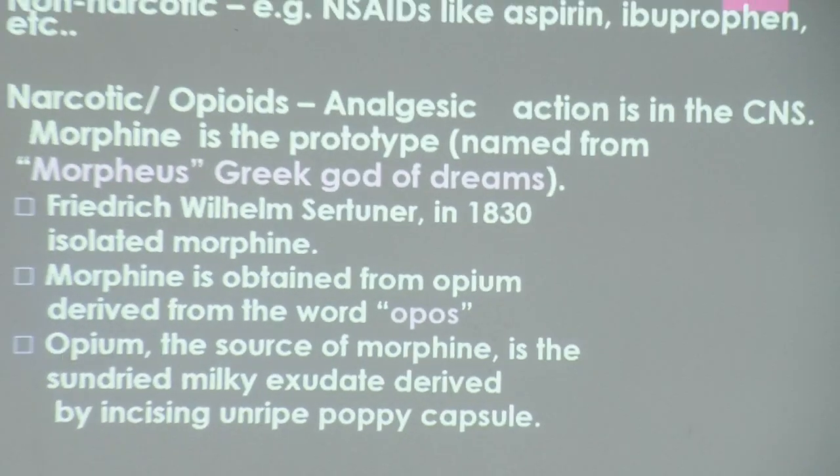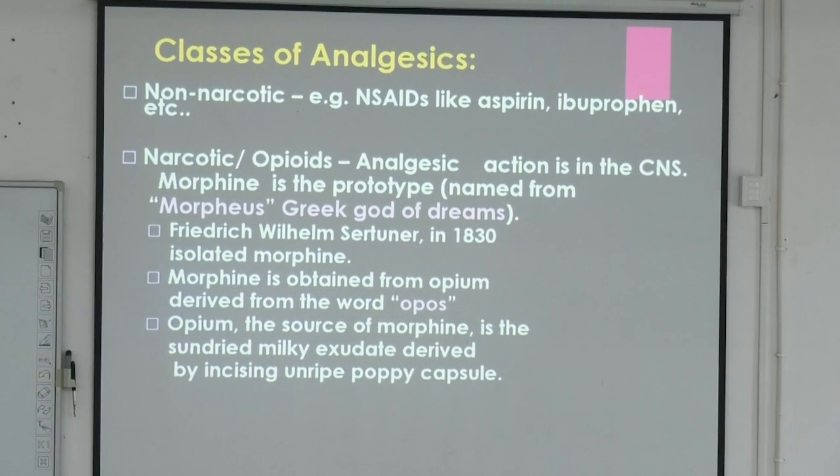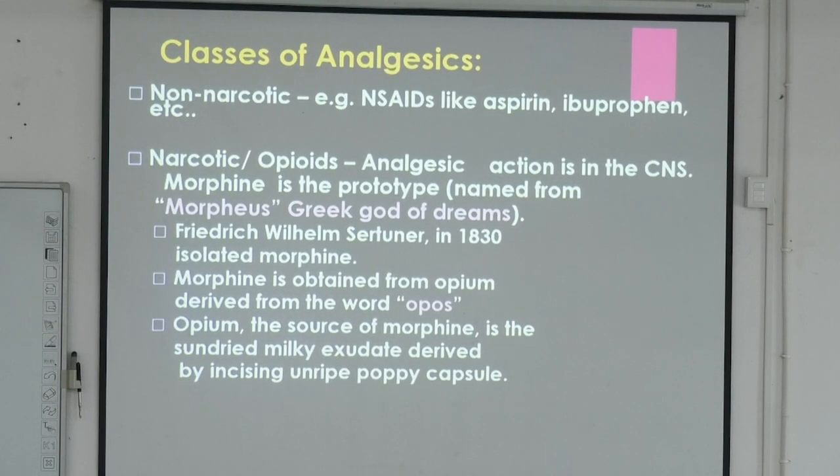Next are the narcotic analgesics, of which morphine is the prototype. Why this term? Morphine is derived from Morpheus. Who is Morpheus? He is the god of dream. Morphine can cause euphoria and so many behavioral changes. That's why it was named morphine by Sertürner, started in 1830. So morphine is the prototype of all opioid analgesics.